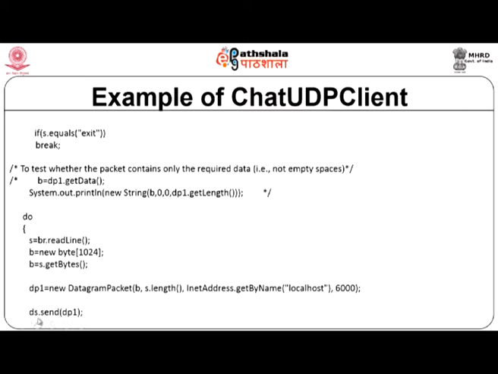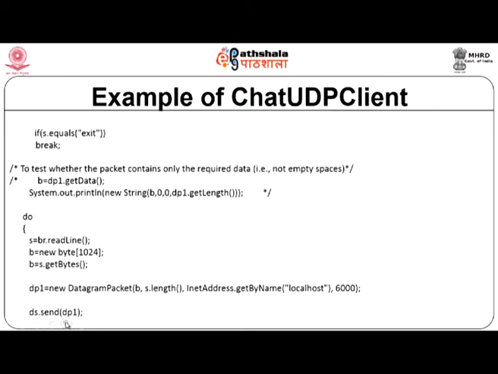So, now you start sending the datagram packet. Use the datagram socket object, use the socket to send your datagram packet. So, it is ds.send(DP1), the datagram packet DP1. So, DP1 is actually sent to the server. So, what does the server have to do? It has to receive this datagram packet.